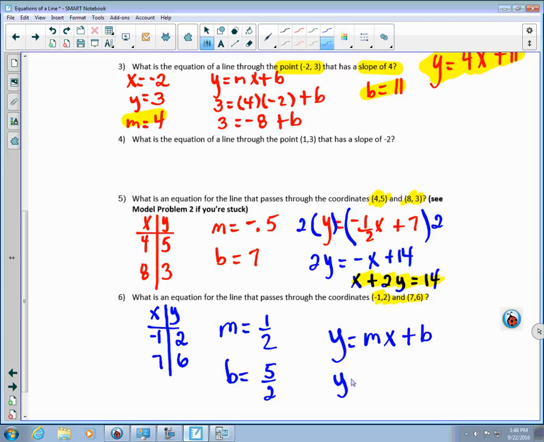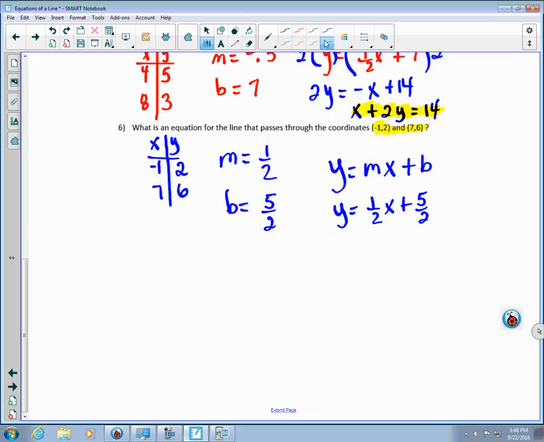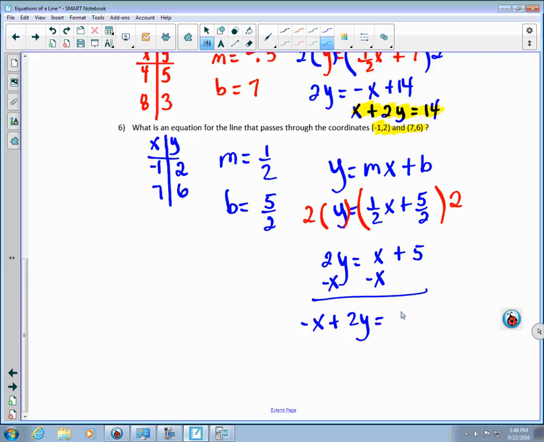All right. So y equals what? 1/2 x plus 5/2. But I want it in what? Shh, stop talking or you're going to lose points. I want it in standard form, so I'm going to multiply by what, Evelyn? By 2. Thank you so much. All right, so this would be 2y equals x. Very good. And then I'm going to have to say minus x. And then it becomes negative x plus 2y equals 5. Yay? All righty. All right, put that in there.